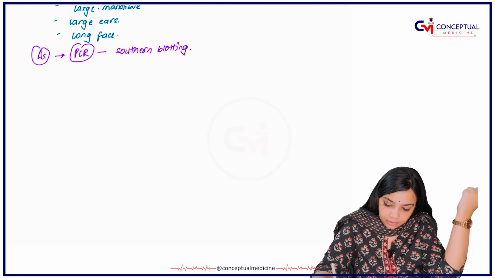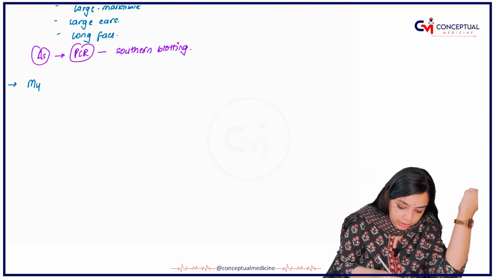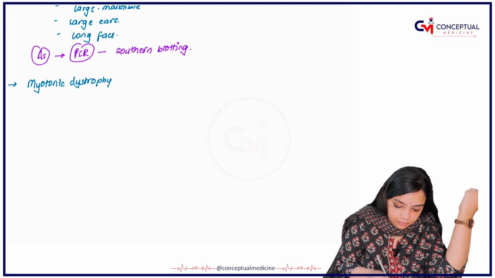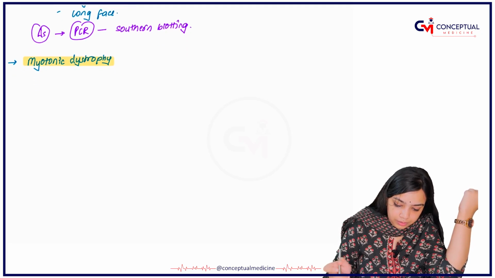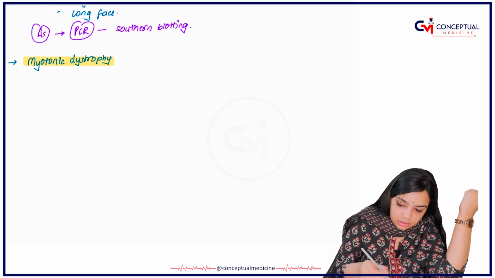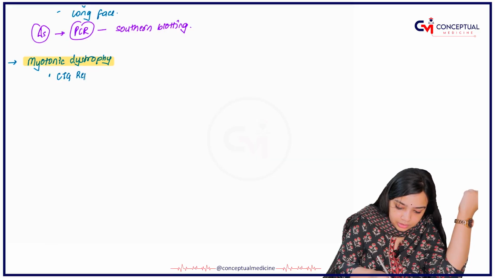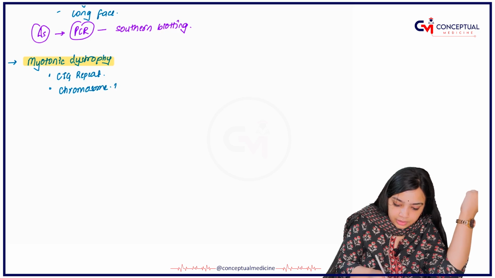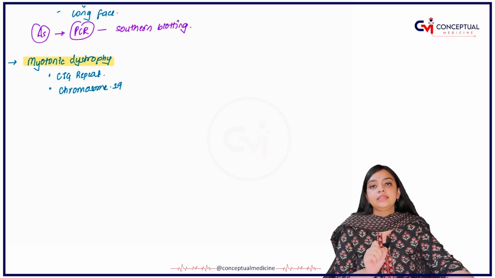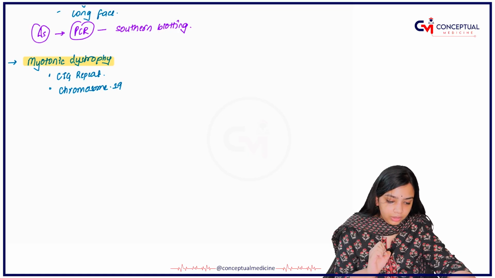Next that you have is your myotonic dystrophy. Myotonic dystrophy is basically a CTG repeat. The chromosome that is affected in your myotonic dystrophy is chromosome 19.